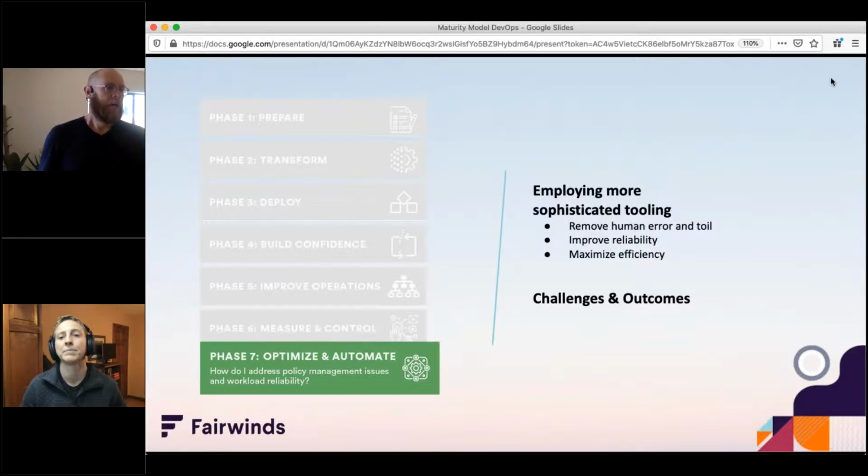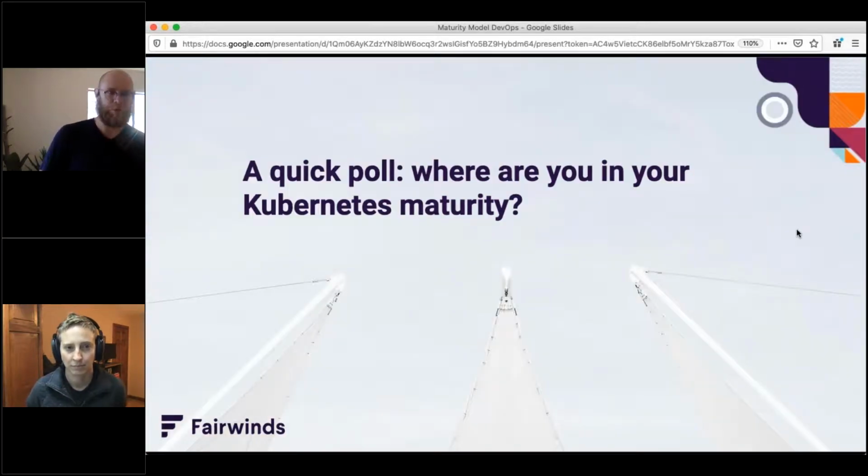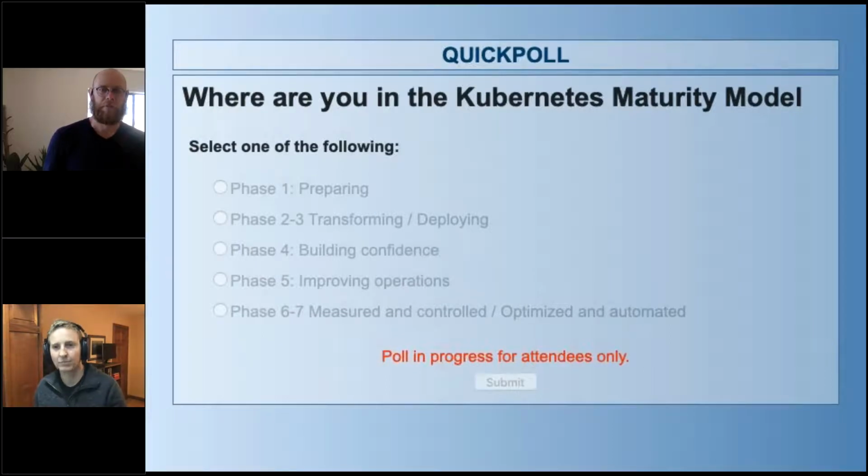Yep. Okay, well, so we already did this poll, but we're going to go ahead and do the poll again. Where are you in your Kubernetes maturity model? And we've had a few people that have joined since we did it the first time. I'm also curious, now that we've gone through it, if people's answers change. So we'll see if we get that pulled up. Yeah, go ahead and fill this out now that we've talked through it. See if you think you're in a different spot.